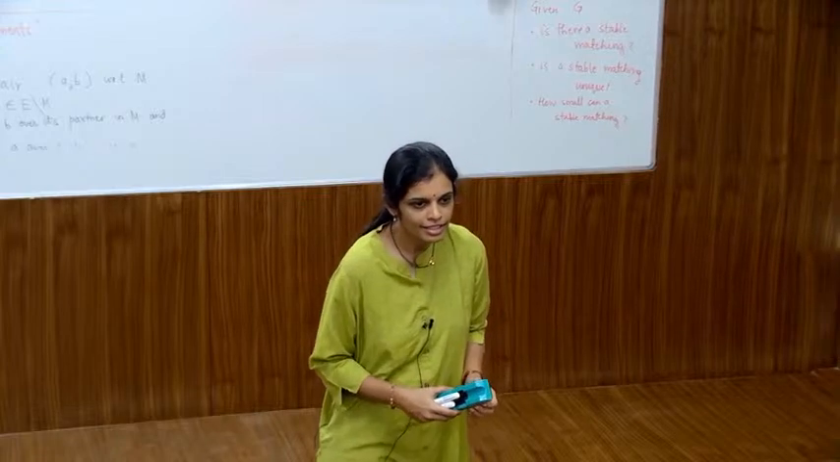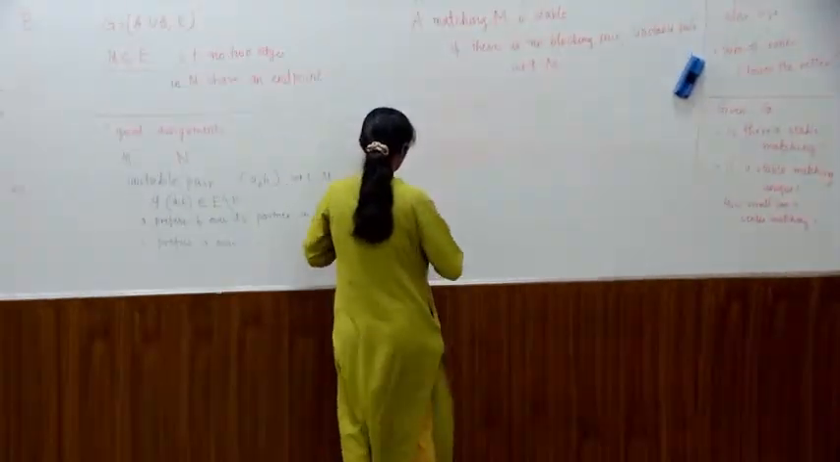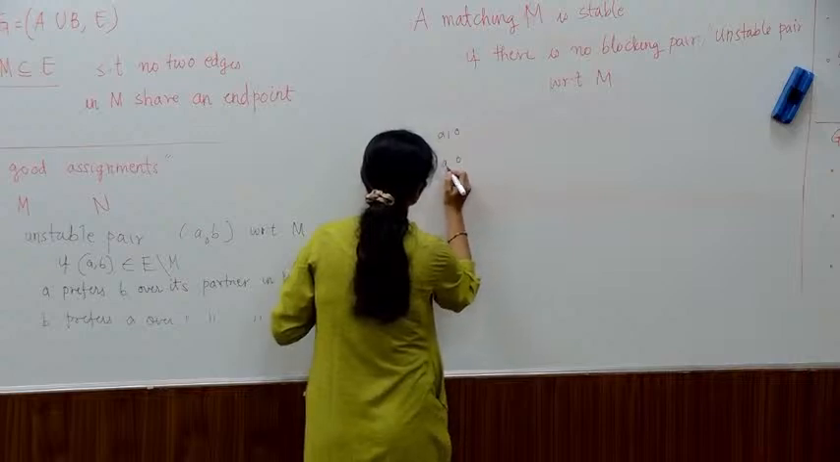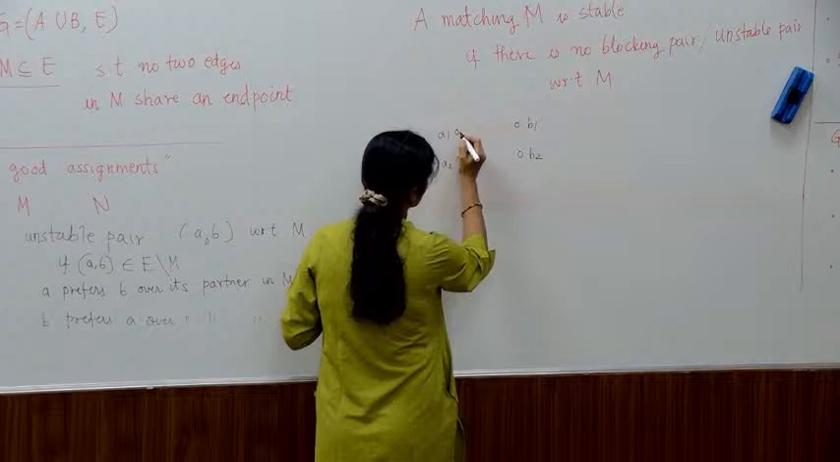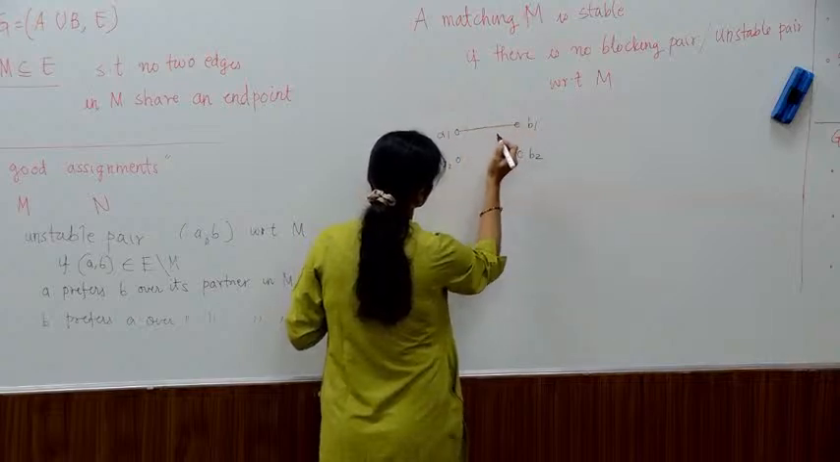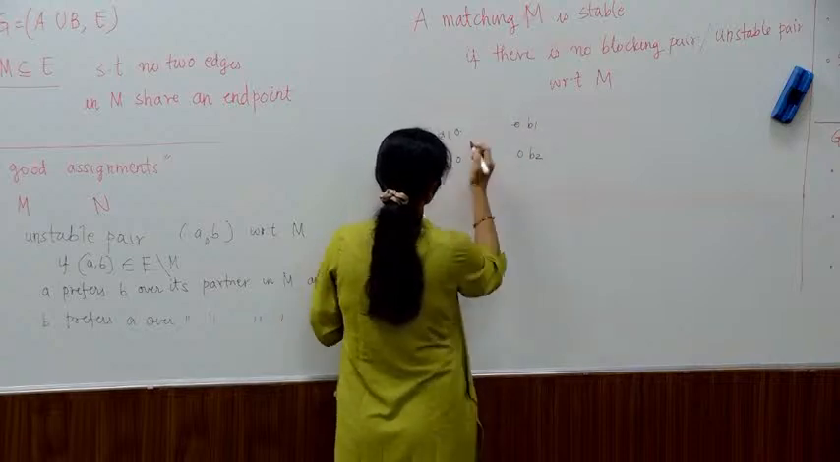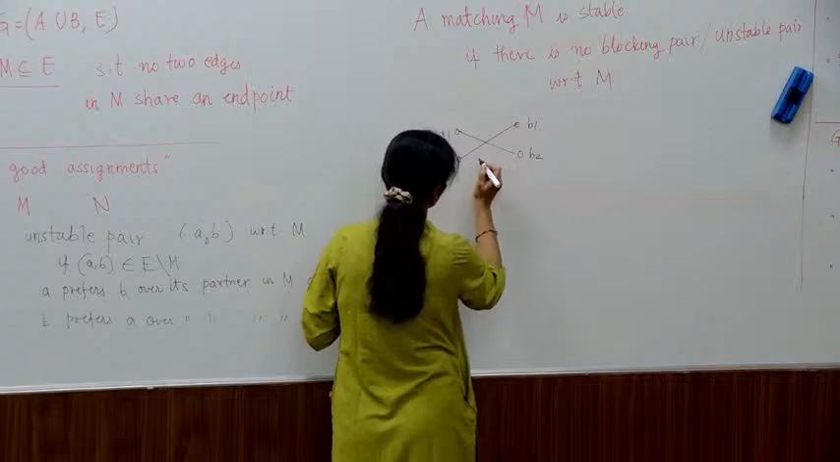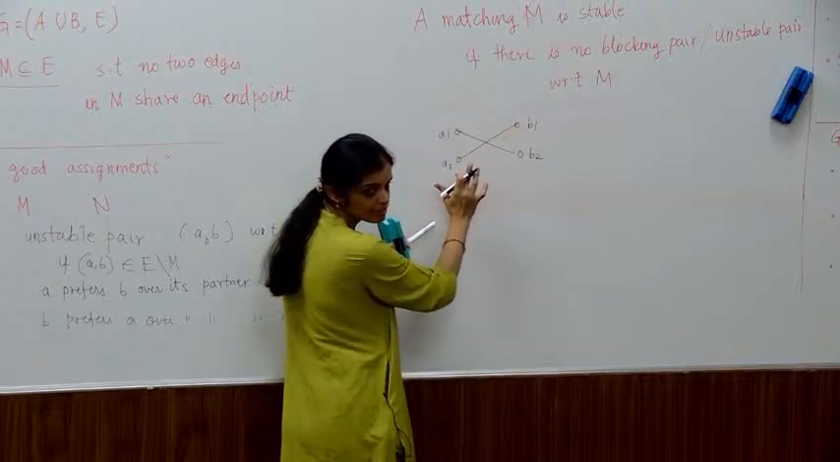Yes. So there are only 4 vertices: A1, A2, B1, and B2. A1 is only preferring B2. And A2 is only preferring B1. And B2 is only preferring A2, and B1 is only preferring A1. So this is the edge set of the graph.